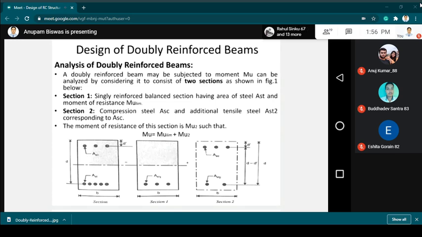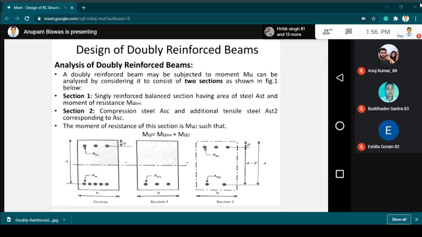Effective cover. All of you know what is clear cover and what is effective cover. I have already discussed this. If you have forgotten, then refer to previous notes, previous slides. The difference between clear cover, effective cover, and effective span, all of you must know. Okay, I'm moving to the next slide.